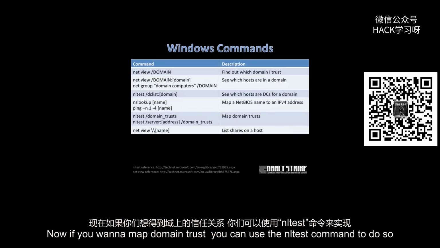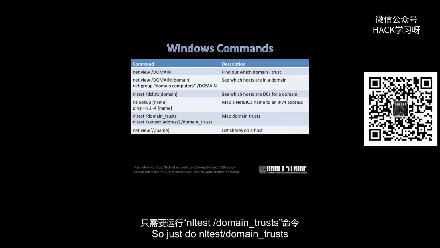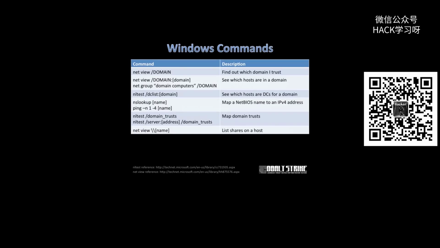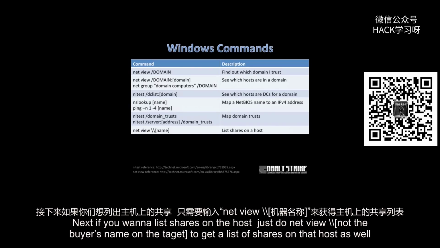Now, if you want to map domain trust, you can use the nltest command to do so. Just do nltest /domain_trusts. Next, if you want to list shares on a host, just do net view \\NetBIOS name of a target to get a list of shares on that host as well.